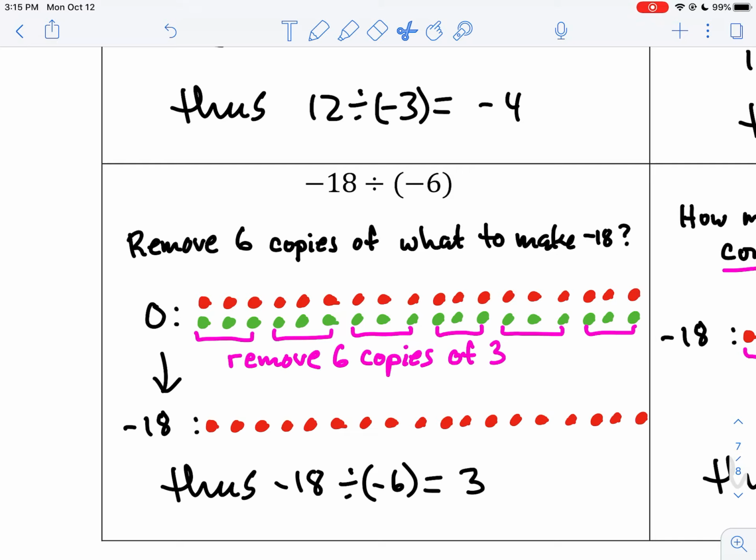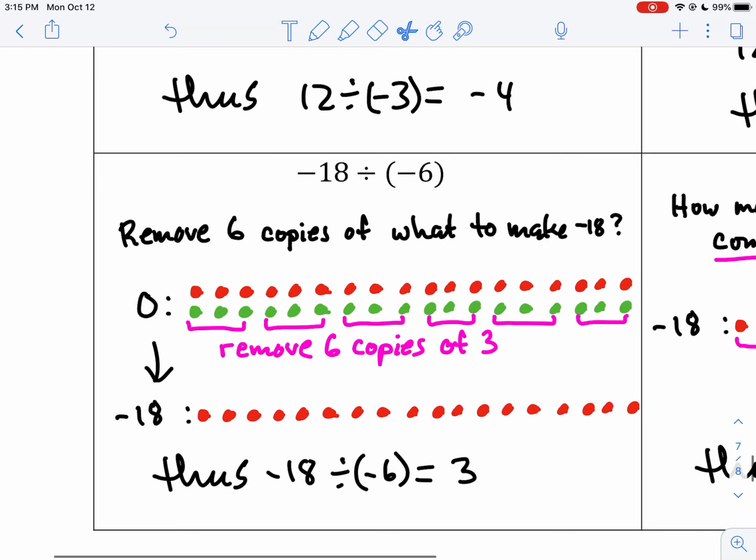So we're saying remove 6 copies, because we have a negative multiplier. Remove 6 copies of what to make -18? Well, -18 is 18 reds, so I'm going to start with 18 zero pairs. And I can see that I want to remove the greens to make a red, and I need to remove 6 copies of 3. That will produce a -18. Therefore, the answer to this division is 3.